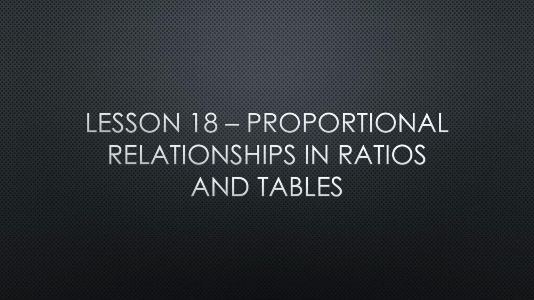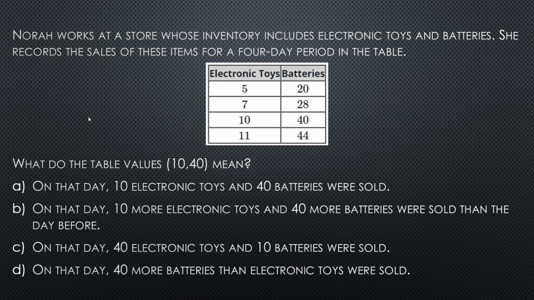In this video, I will be going over lesson 18, which is about proportional relationships in ratios and tables. Our first question says that Nora works at a store whose inventory includes electronic toys and batteries. She records the sales of these items for the 4-day period in a table. What does the value 10, 40 mean?